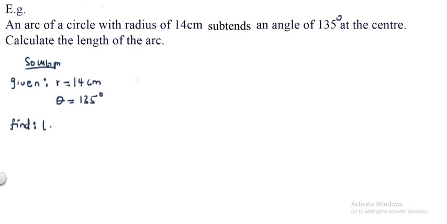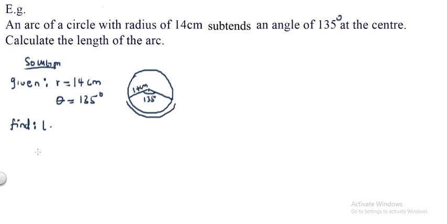Now if we were to do a rough sketch of this, the circle would look like this, and this would be the center of the circle. This angle would be 135 degrees. Then we are told to calculate this length. The radius is 14 centimeters.